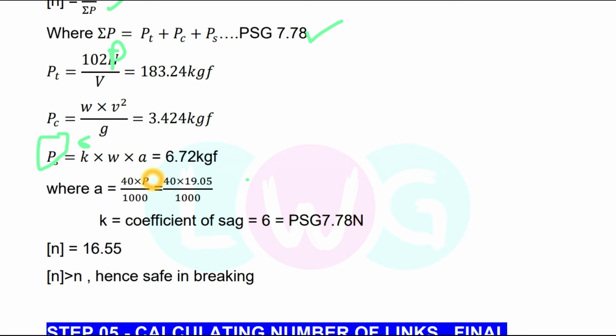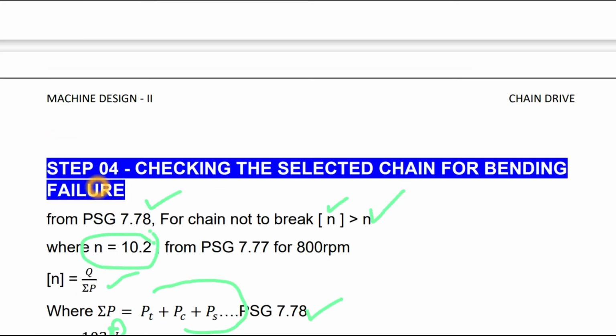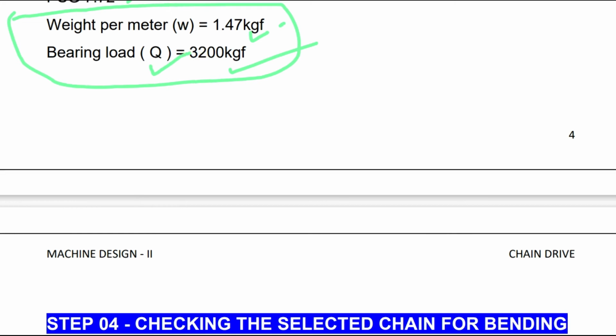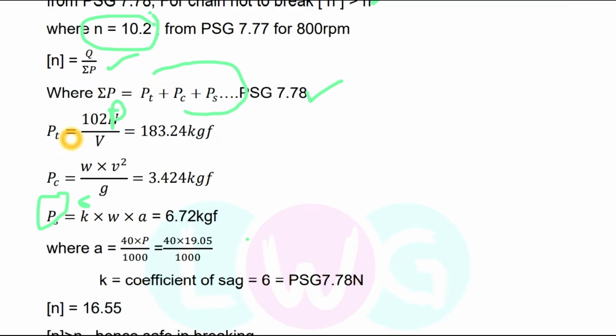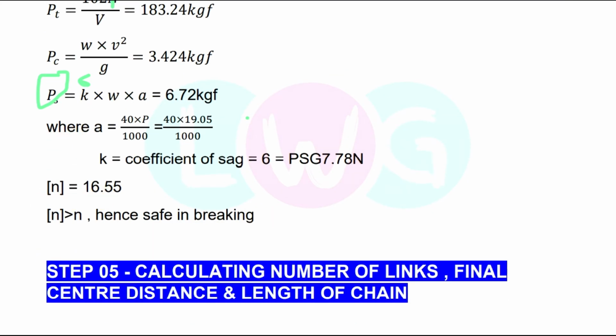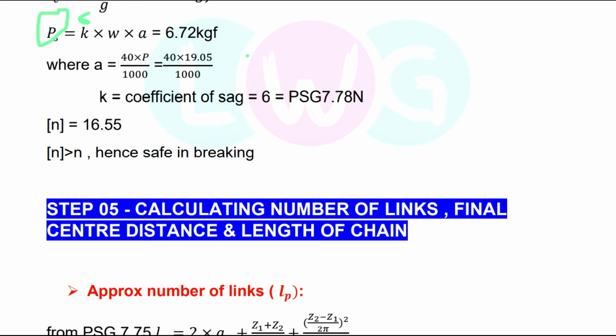After getting all the values, put them in this equation and we get the final answer of summation P. Put this summation P here, and the Q value is 3200 kgf. Solve it, and we get the actual factor of safety, which is 16.55. This is greater than the allowable factor of safety of 10.2. So our design is safe, hence safe in bending failure.